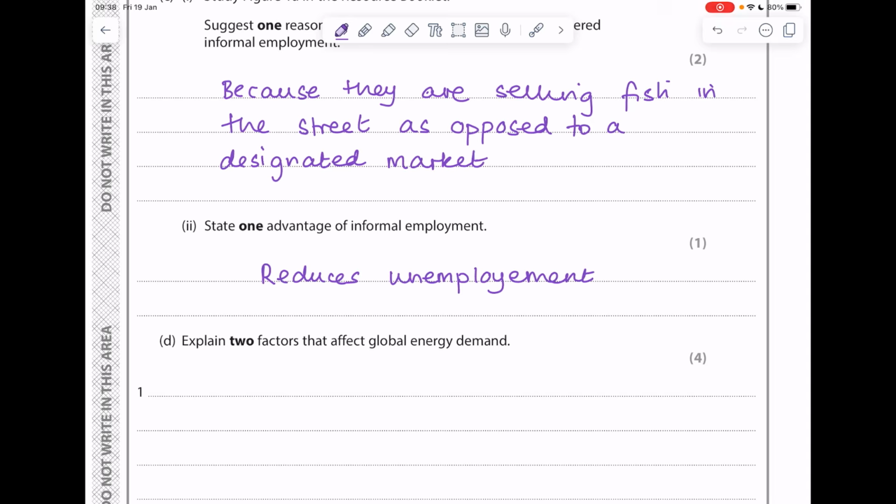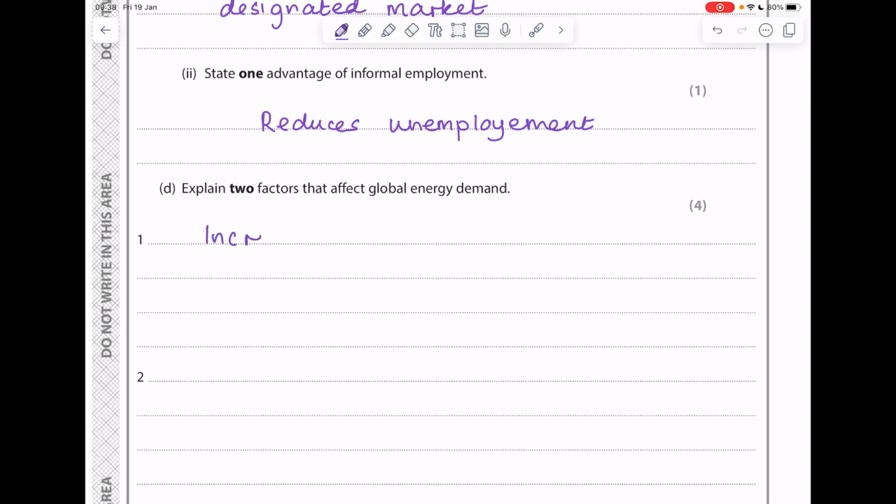We are becoming increasingly aware of climate change, global warming, and so that increases our demand for renewable energy resources such as wind and solar. So it's 4 marks, so we need to make 2 separate points and expand on them.